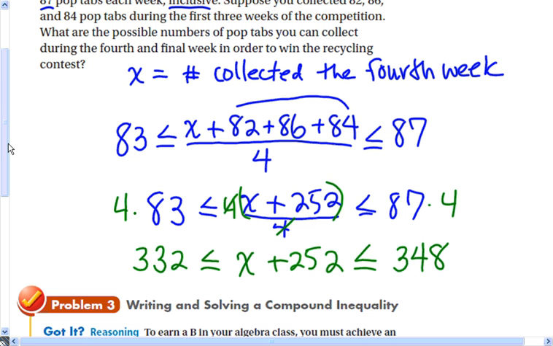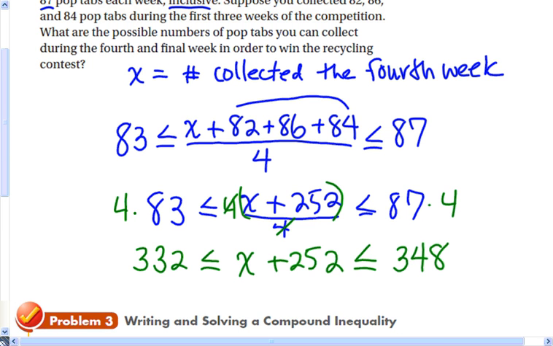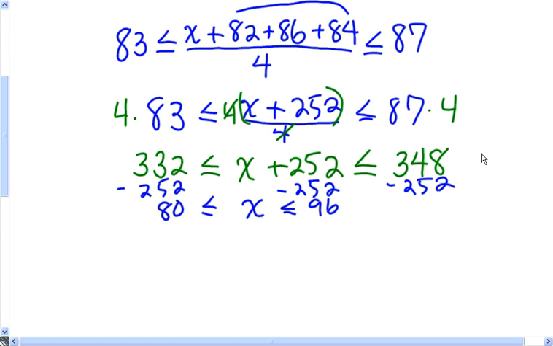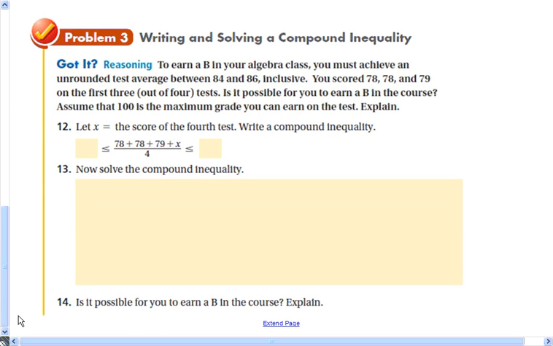And then if I subtract 252 from everything, I get my answers. So to win the contest, we have to collect in the last week somewhere between 80 and 96 pop cans. All right, go ahead and try this problem, and I'll put the solution up for you.